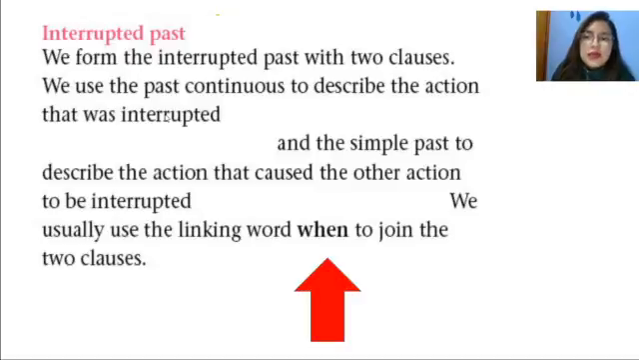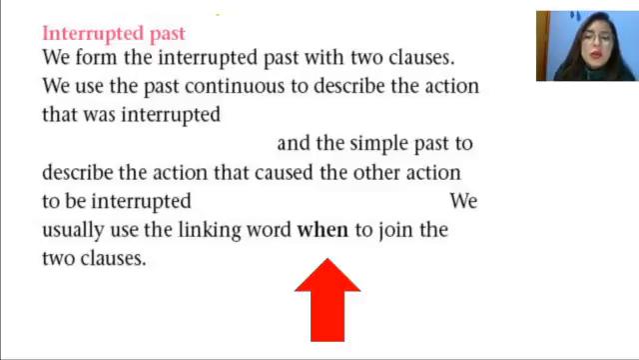And we use past continuous to describe the action that was interrupted. La acción que fue interrumpida, vamos a utilizar el past continuous, ¿ok? And the simple past, el pasado simple, to describe the action that caused the other action to be interrupted. Y la siguiente oración se escribirá con pasado simple para describir la acción que causó que la acción anterior que estaba utilizando el past continuous fuera interrumpida.